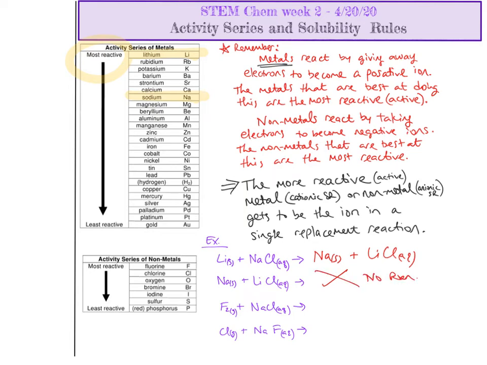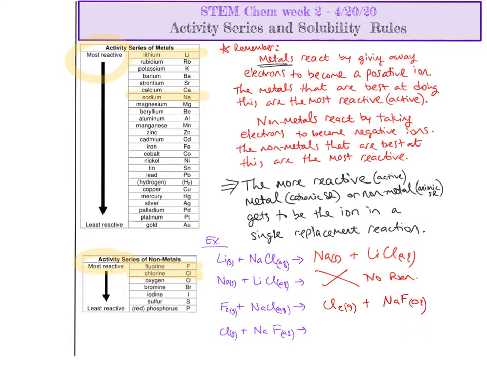Now, for the halogens, same exact principle applies, right? So if we have our fluorine and chlorine is what I'm comparing here. So here's our fluorine, here is our chlorine. Fluorine is above chlorine, it is more reactive, right? So we can see that in this case, we would have fluorine being able to replace chlorine. So here we would get our chlorine gas and our NaF.